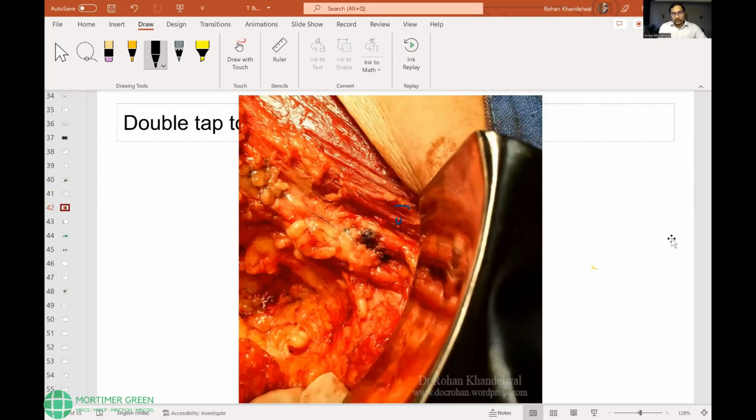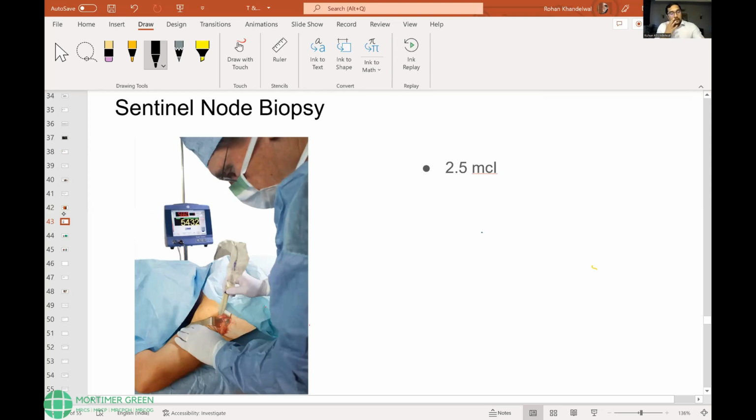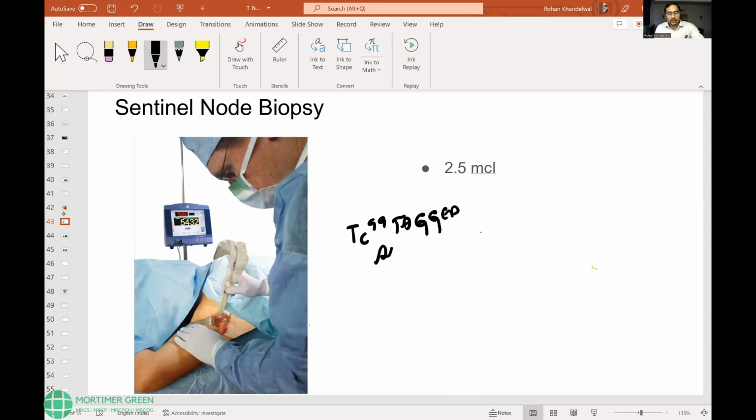Sentinel lymph node biopsy, again, sometimes questions are asked. You know the techniques. This is the blue dye technique, where we use methylene blue or isosulfan blue to identify the sentinel lymph nodes. Or we can use a technetium 99 tagged sulfur colloid. Here we will use a handheld gamma camera to carry out the sentinel lymph node biopsy.